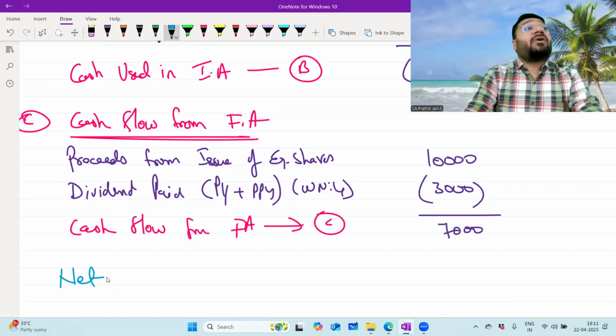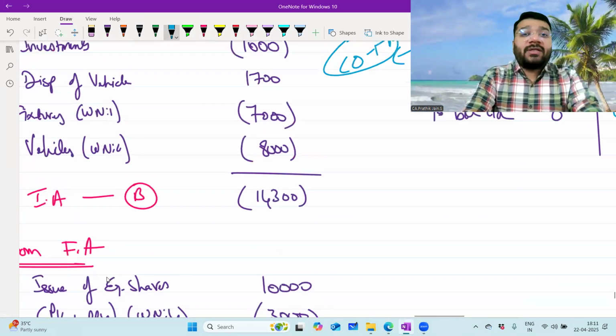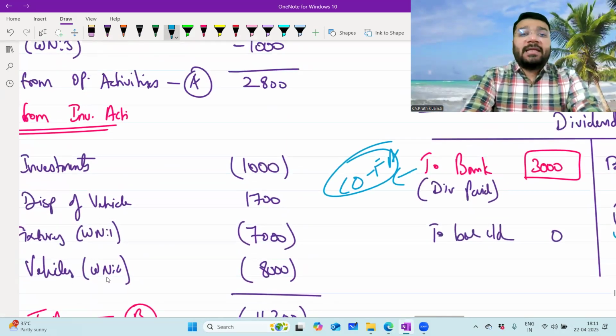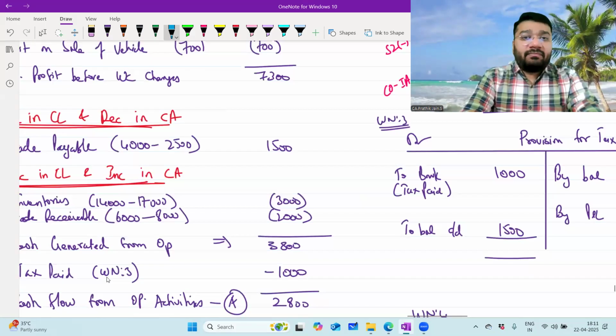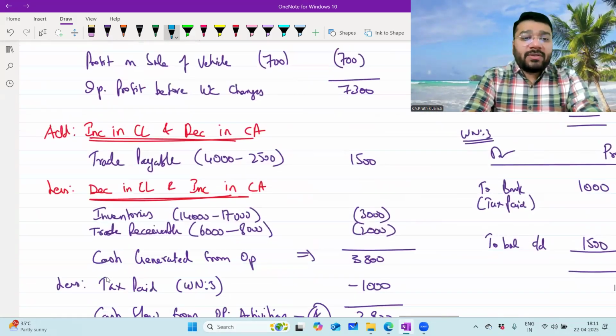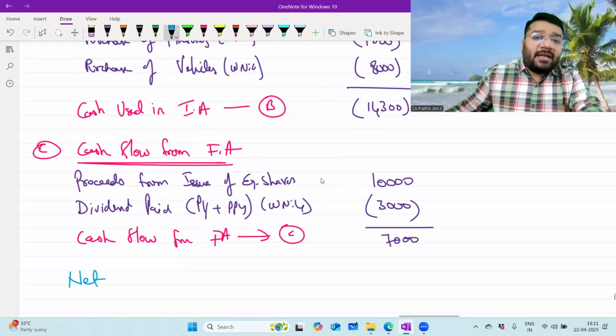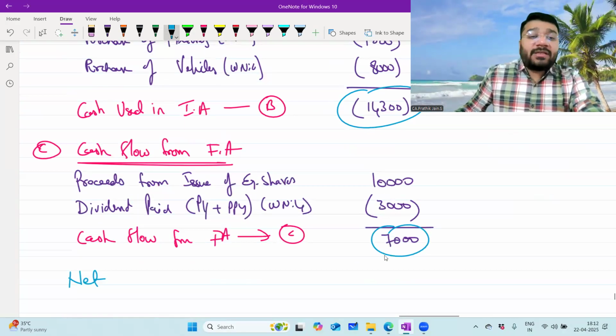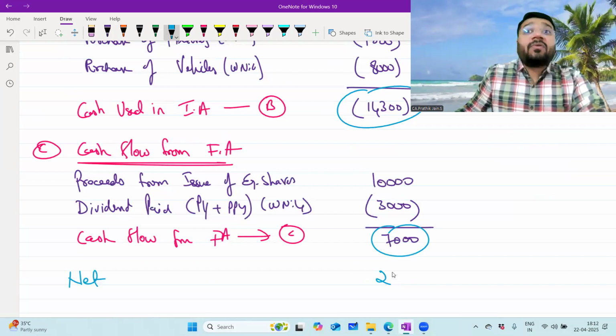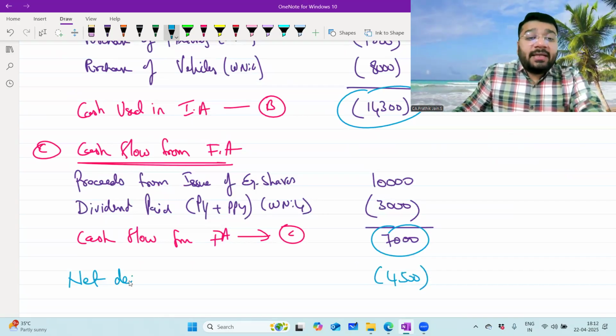So what do I need, guys? Net. Now increase or decrease, we don't know. We have to see the total. Nishi, what is the total, please? Net. Increase or decrease? Minus 4500. That is 2800 minus 14300 plus 7000. How much it is? Negative it is coming 4500. So it is net decrease in cash and cash equivalent.